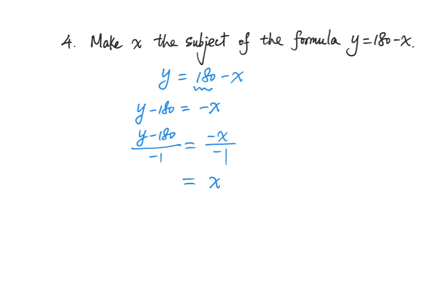And on the left hand side, y minus 180 divided by -1, so we get negative y plus 180. Therefore, x equal to negative y plus 180. You can also write it x equal to 180 minus y. That's it.